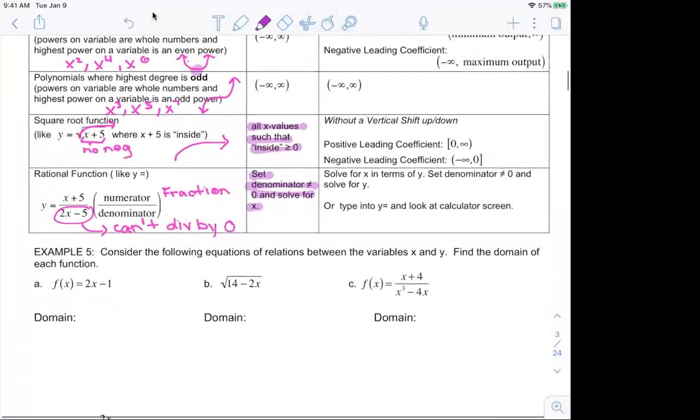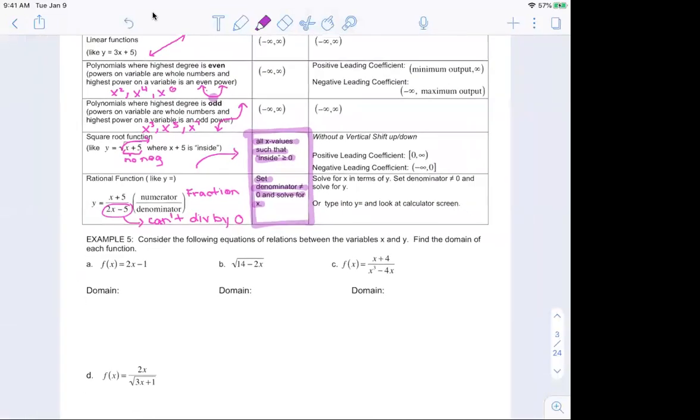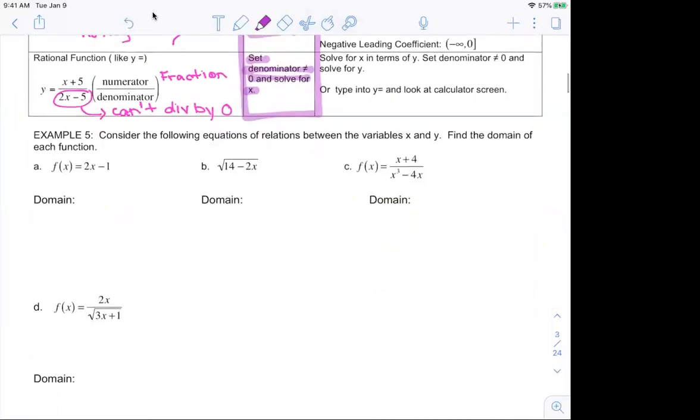But the two things I highlighted are very, very important. You need to know these two boxes. This happens a lot because those are the ones that actually require some work. So let's take a look. We're going to do different examples on all of them. These ones are just asking for the domain right now, okay? So we're focusing in on the domain, which is your x values.